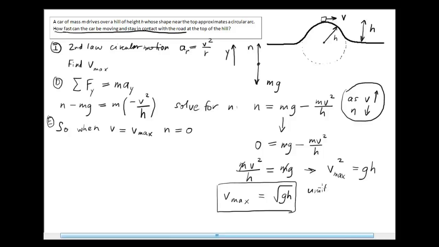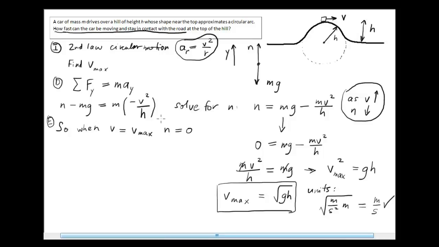Units, I can definitely check the units to see if they work. What I'd have for the right-hand side is the square root of meters per second squared times meters, because h is in meters, and that is meters squared per second squared. The square root of that is meters per second, and that's what I expect to have for an expression for a velocity. All right, so what we've learned in this problem is how to incorporate this acceleration formula when we have a problem involving circular motion.